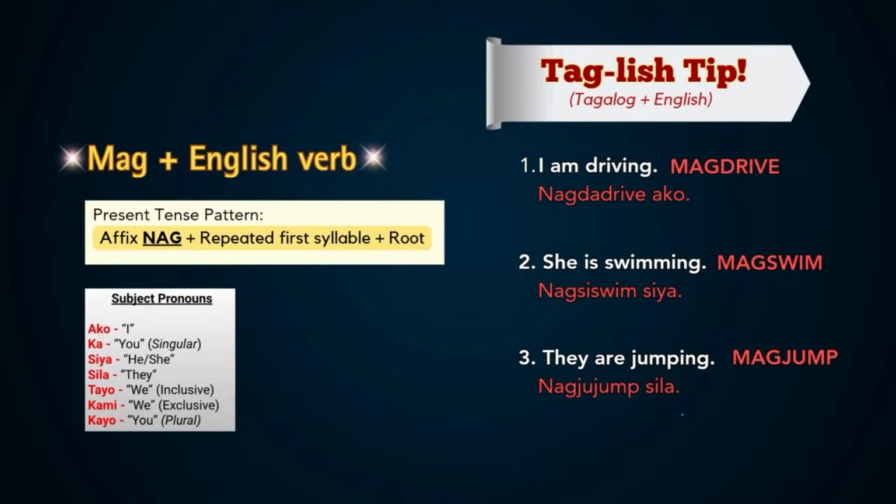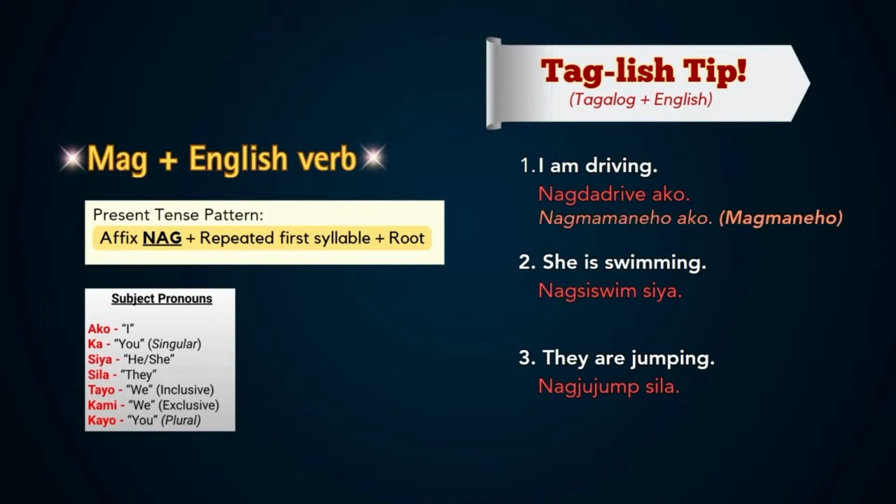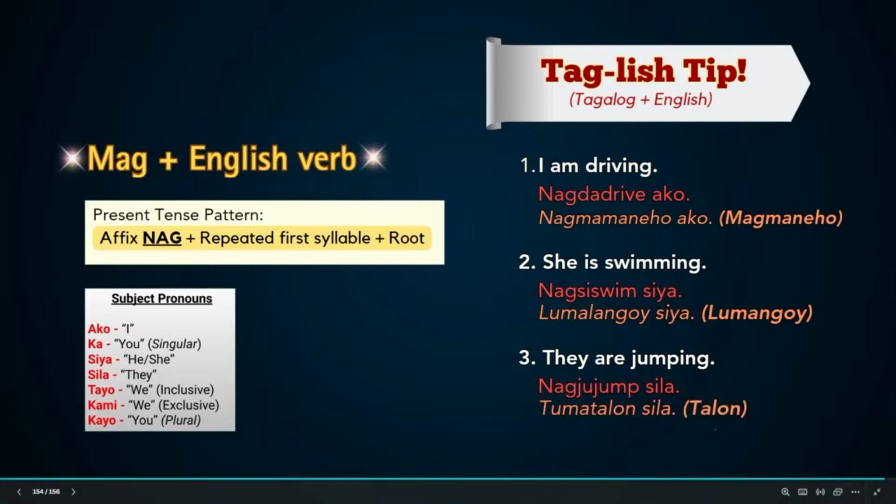Nagjajump sila. So I think this tip is useful, but again, try to go back later on and try to figure out what that word is in Tagalog so that you can say the whole phrase in Tagalog. So, to drive in Tagalog is magmaneho. So, nagmamaneho ako. I am driving. To swim in Tagalog is lumangoy. So, lumalangoy siya. She is swimming. And then to jump in Tagalog is talon. Tumatalon sila. They are jumping.